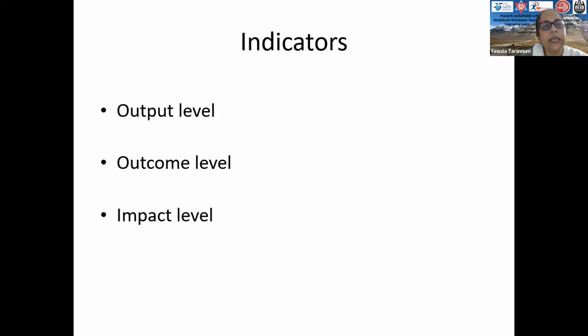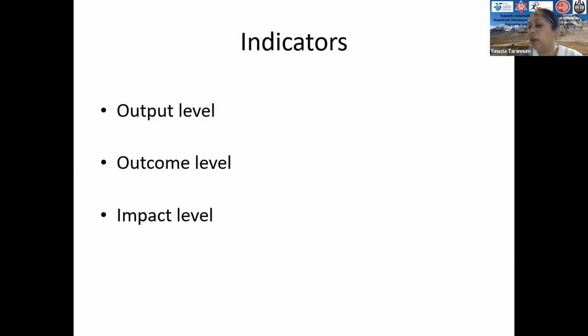So output level indicators are those physical indicators, where if a hand pump is installed, the number of hand pumps installed, that's there. Tap connections, pipelines being laid down, tap connections in every household. Those are output level indicators. Outcome level indicator is that you have water in that. So the water coming in is an outcome level indicator.